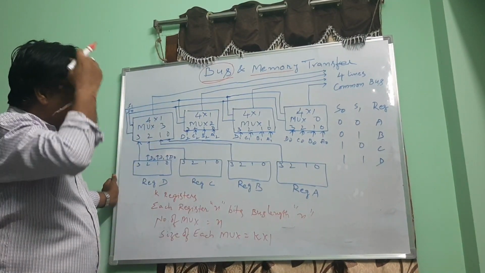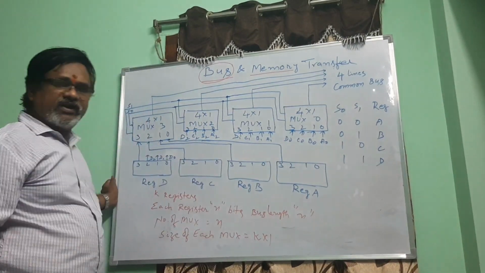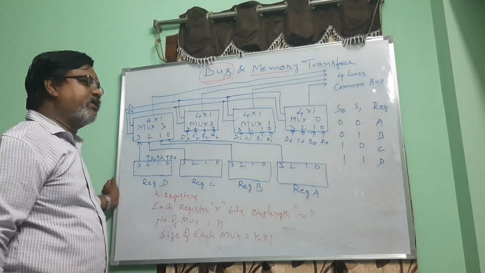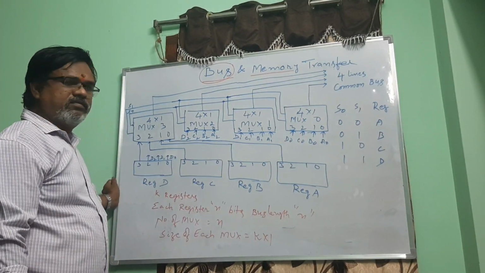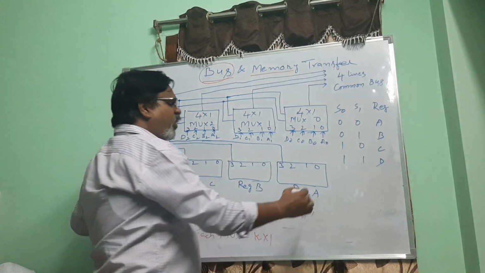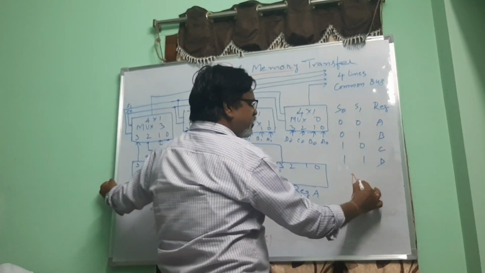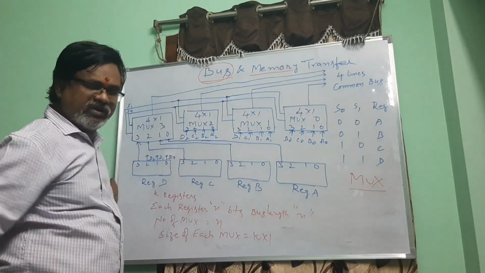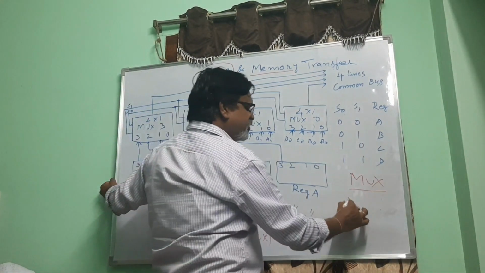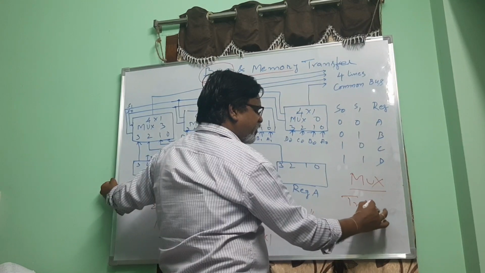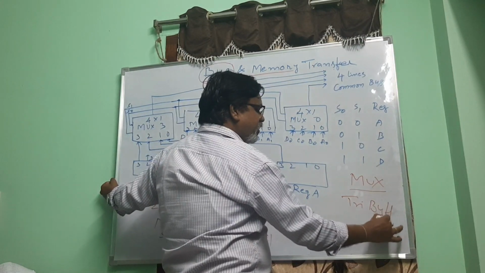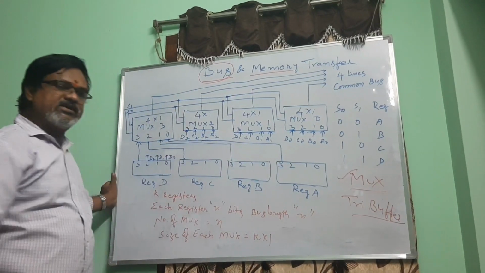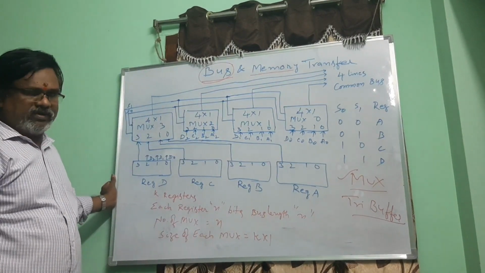As I told you already, there are two ways of constructing a bus for transferring data from register to register. One way is using multiplexers. I think you know MUX stands for multiplexers. And another way is using tri-state buffers. So now first we will have a discussion on the multiplexer.